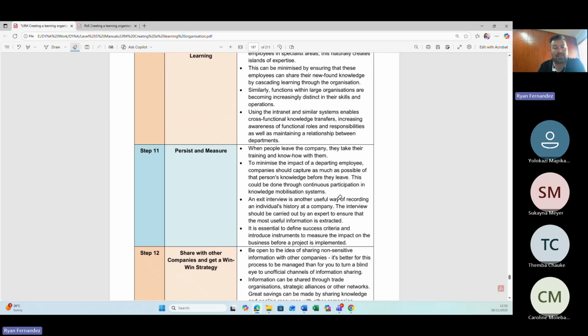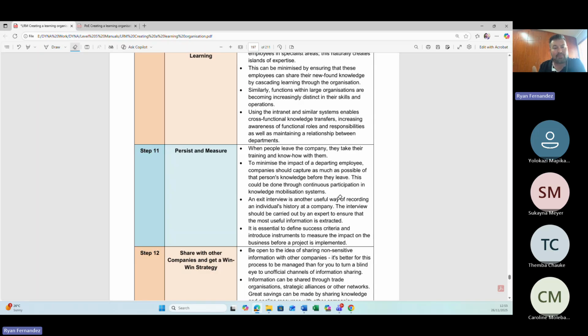Then persist and measure. Now, there are times where we feel insecure, where we don't want to share knowledge, where we feel like we've been laughed at, and those kinds of things. But the truth is that we need to encourage, we need to support, we need to create a positive mindset, we need to back people, we need to give them our backing to share knowledge. And then we need to measure the knowledge that is coming through.